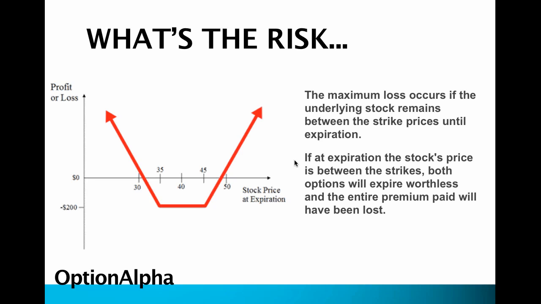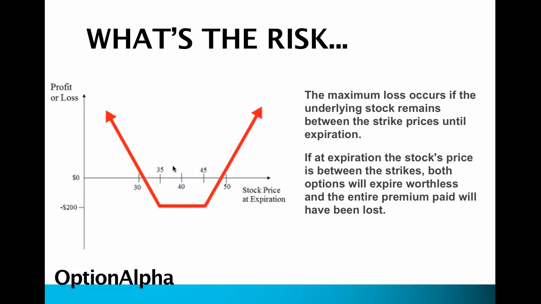With regard to risk, the maximum loss occurs if the underlying stock remains between the strike prices at expiration. So again, with our example here, the strike prices of 35 and 45, this is where our maximum risk occurs of negative $200, and we'll go over that example in a little bit.